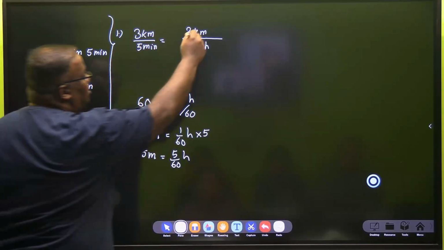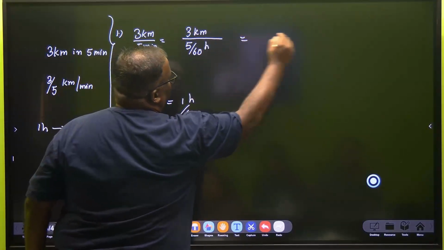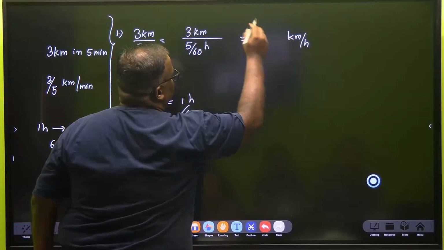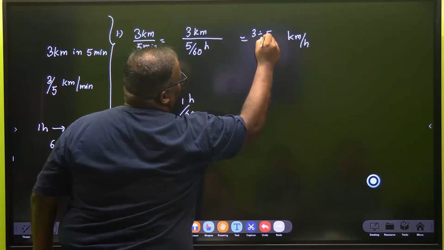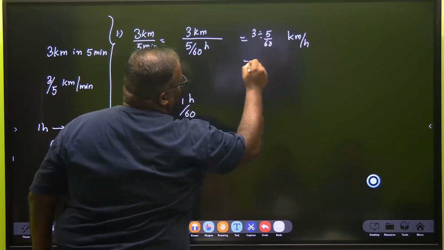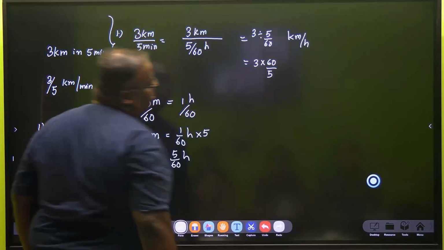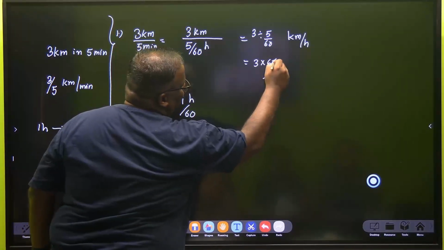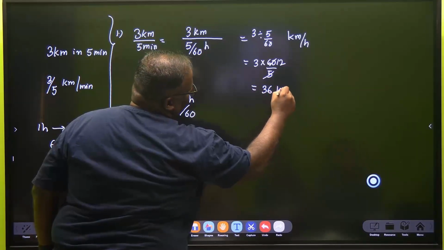And what I was interested to get was kilometer by hour. Let's solve this better. So let me keep my kilometer by hour on one side and solve this. This is 3 divided by 5 by 60. Can this not be written as 3 into 60 by 5? Right? 5, 12 times is 60. 12, 3 is 36 kilometer per hour.